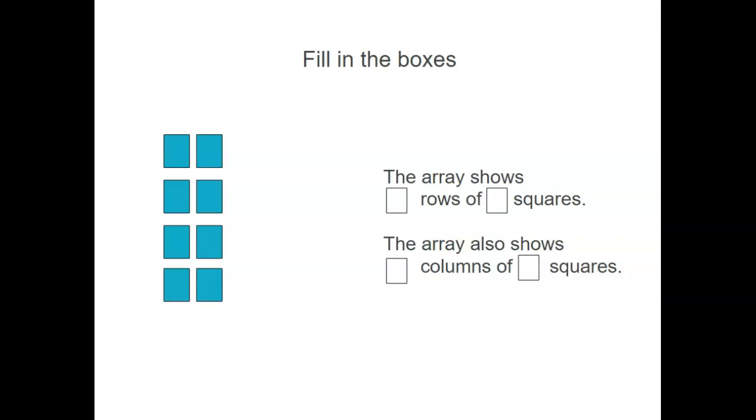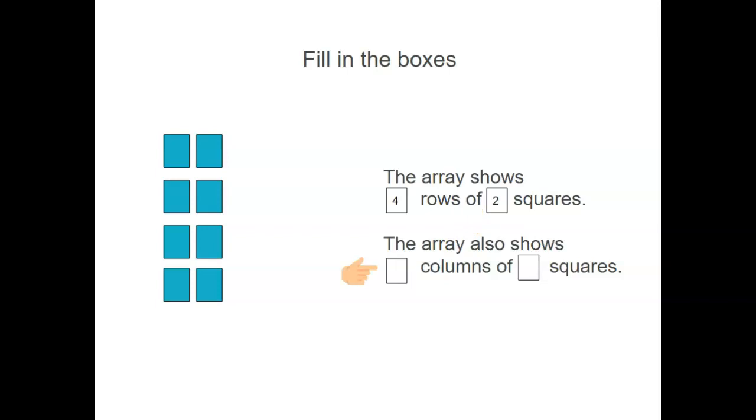So we need to know how many rows we have. Let's count them. We have 1, 2, 3, 4 rows. How many squares are in each row? Let's count them. There are 2 squares in each row. So this array shows 4 rows of 2 squares. There are 2 squares in each of the 4 rows.